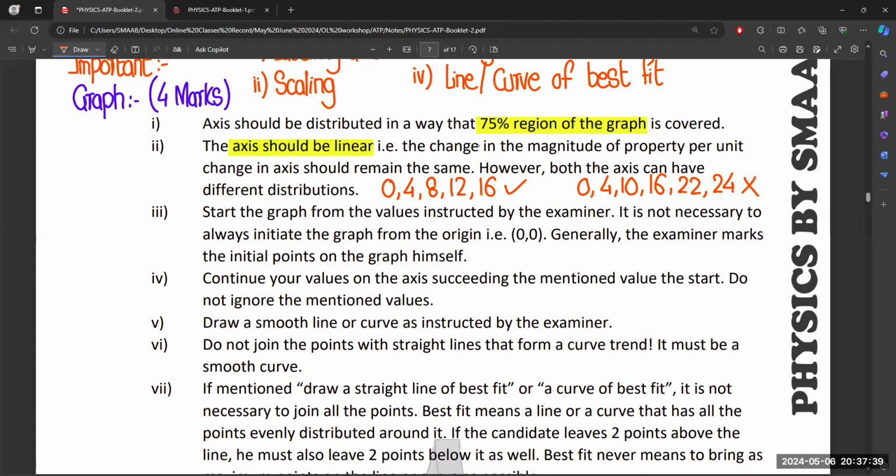And sometimes the examiner also asks you to draw the graph, and it is not compulsory that it always starts from 0. Let's suppose the reading in the table is given as 20, 40, 60. So you may start your graph from 20 directly, right? You don't need to mention 0, 20, 40. It's up to you. This instruction is also given in the question. Okay. So these are some important things related to the graph to keep in your mind.